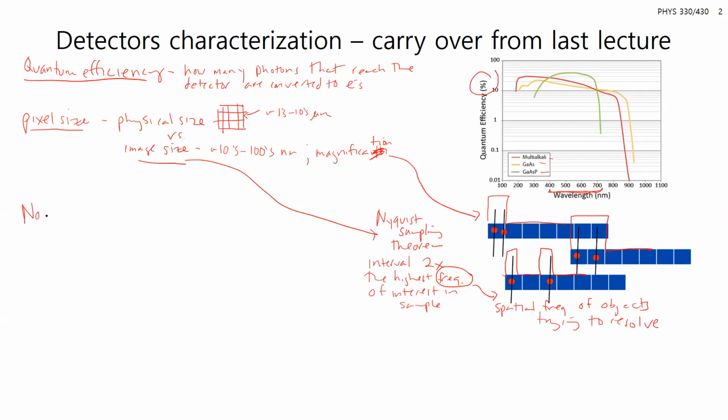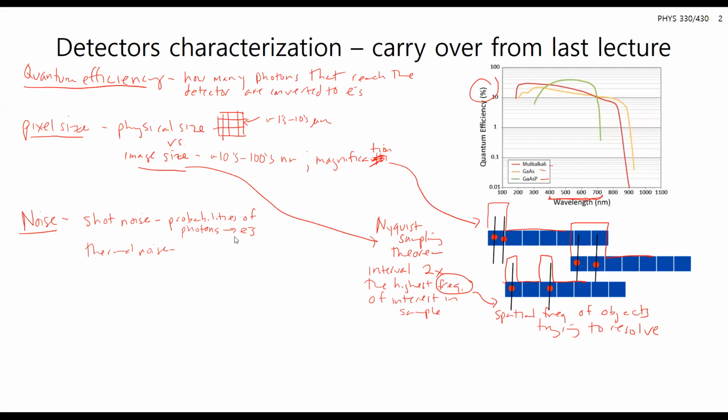With cameras, you also have to deal with noise and be aware of the noise sources with detectors and cameras, where there's shot noise, which has to do with the probabilities of photons being converted to electrons. There's thermal noise, and this is why many cameras are cooled.